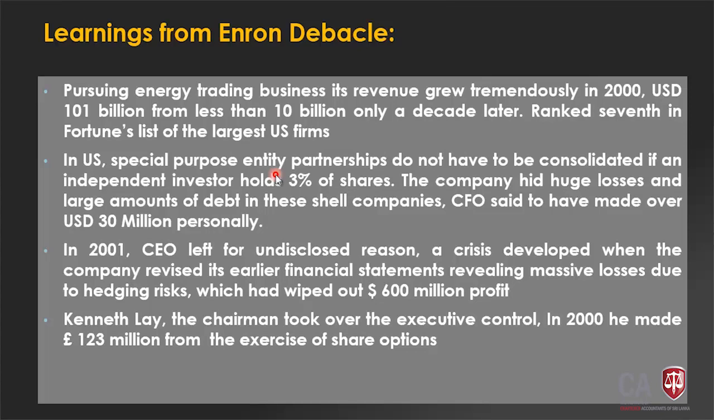Now, the second bullet says in the US, special purpose entities do not need to be consolidated if an independent stakeholder has 30% shares. Now, this is your ABR; SLFRS 10. If you want to consolidate a company, what is the rule now? During this period at Enron, the accounting standard permitted you to avoid consolidation under certain circumstances. Enron had more than hundreds of shell companies, and one of the accounting gimmicks they followed was transferring most of the loss making assets to the shell companies. Sometimes they reported profit by selling assets to the shell company and purchasing them back.